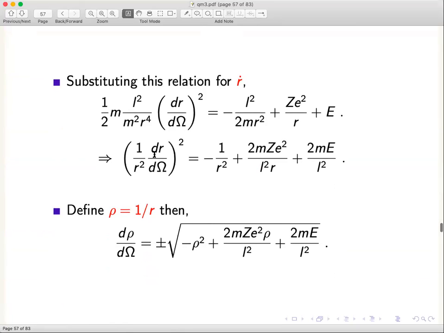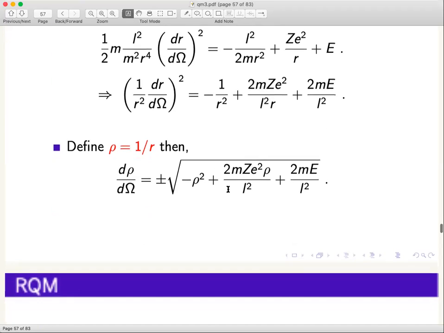which is 1 over r squared times (dr by d omega) whole squared is equal to some quantity on the right hand side. Okay. And this equation simplifies if you write rho is equal to 1 over r. In terms of rho, this equation is simple because it is just (d rho by d omega) whole squared is equal to minus rho squared plus this quantity times rho plus 2m e upon L squared. Okay, so given that is (d rho by d omega) whole squared, you can get d rho by d omega by just taking the square root on the right hand side.